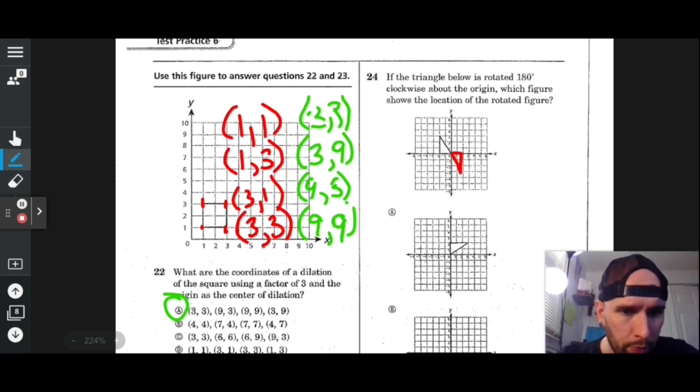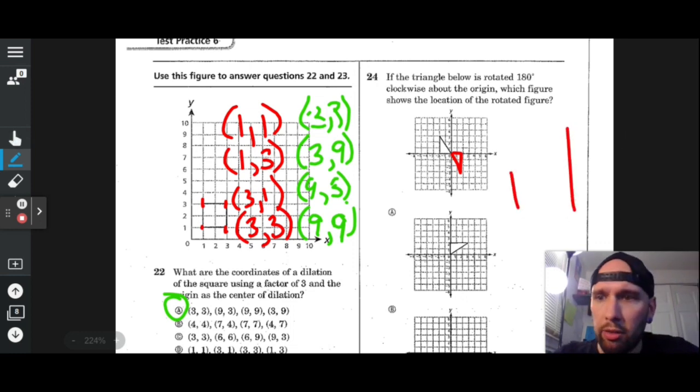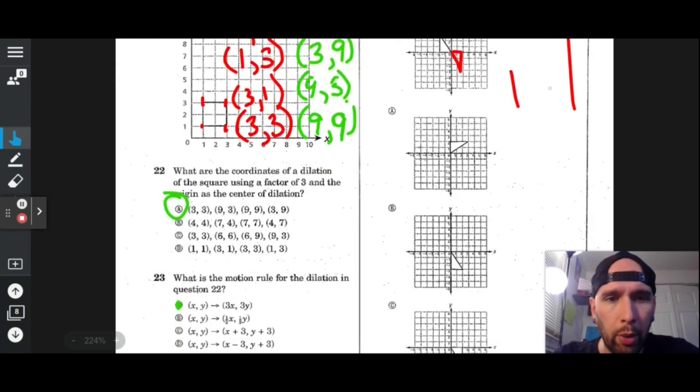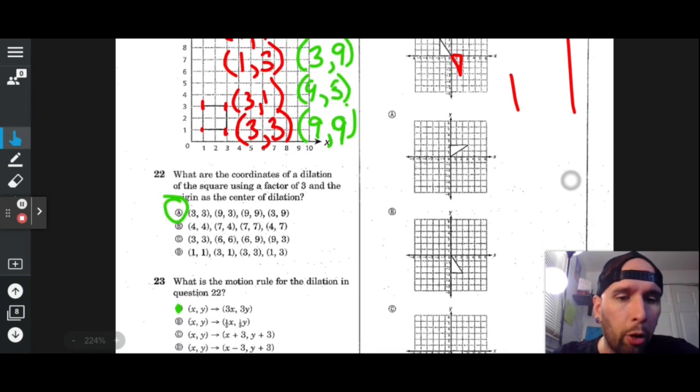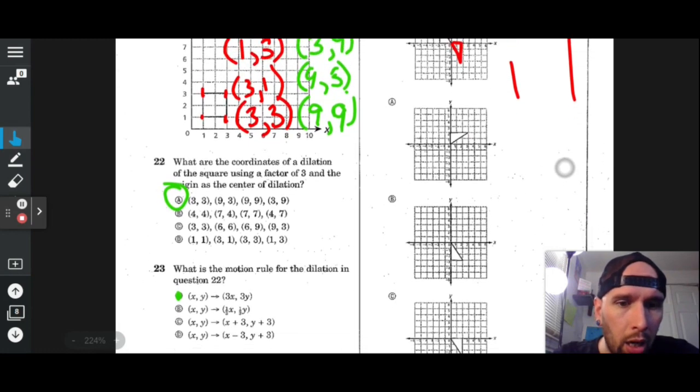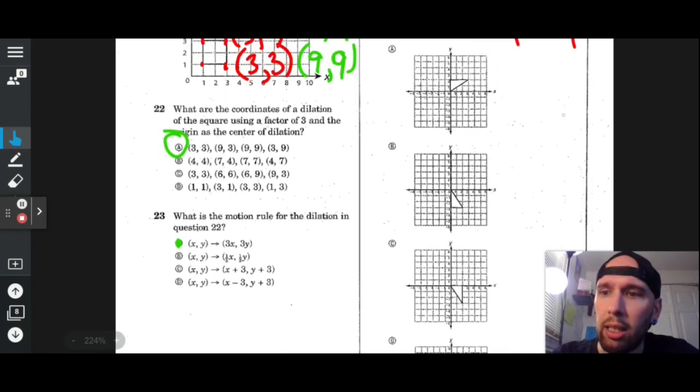So it's not A. It's not B, although B is tempting. Looks like C, not D.